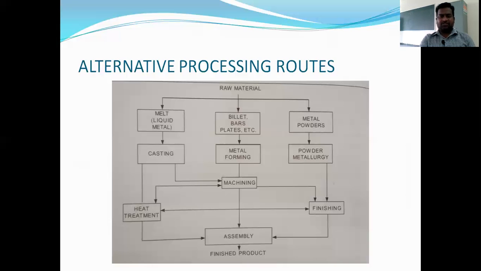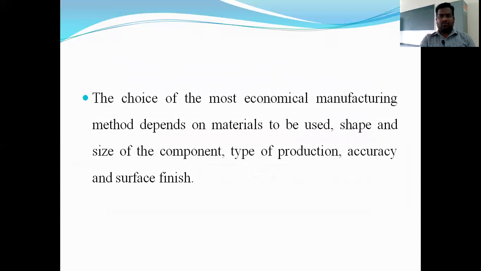So one is liquid state metal, the second one is bars, plates, etc., and the third one is metal powders. The choice of the most economical manufacturing method depends on the material to be used. We observed different methods in the previous slide. So the choice depends upon the economical method and the material to be used, shape and size of the component, type of production, accuracy and surface finish.